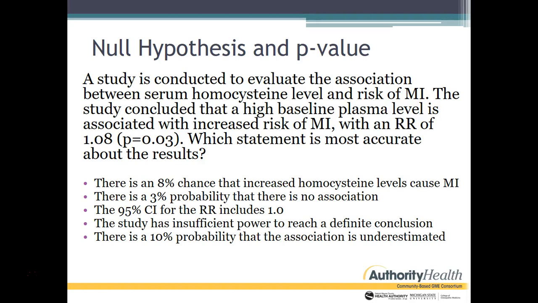So here are the choices. There's an 8% chance the increased homocysteine levels cause MI. There's a 3% probability that there is no association between MI and serum homocysteine level. The 95% confidence interval for the relative risk includes 1.0. The study has insufficient power to reach a definite conclusion, or there is a 10% probability that the association is underestimated. And like we talked about, a p of 0.03 represents a 3% probability, right? So the answer is choice 2.